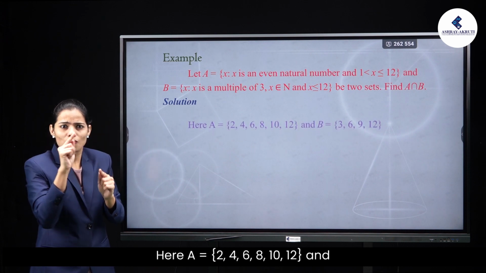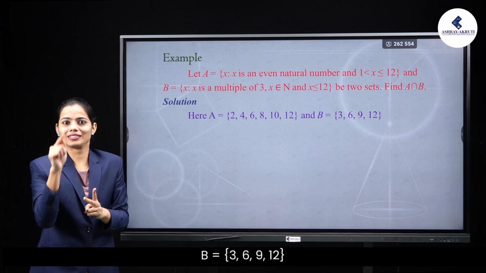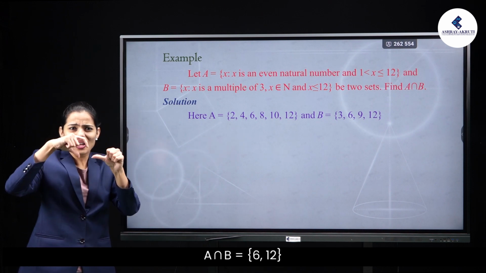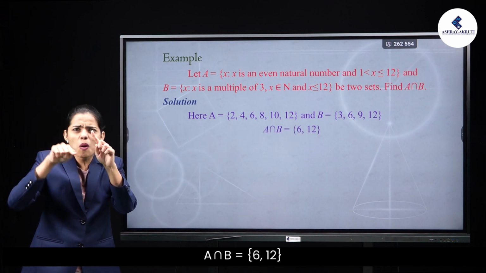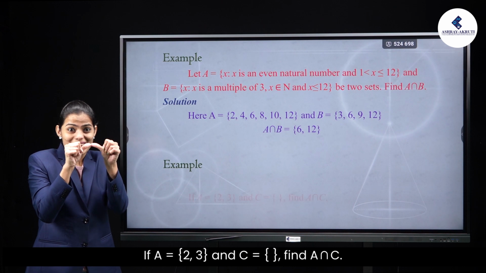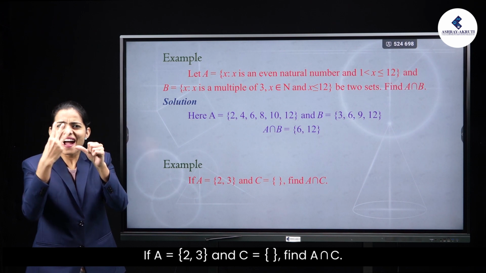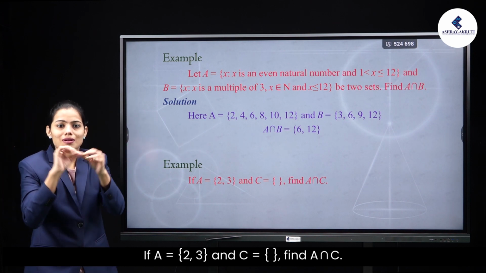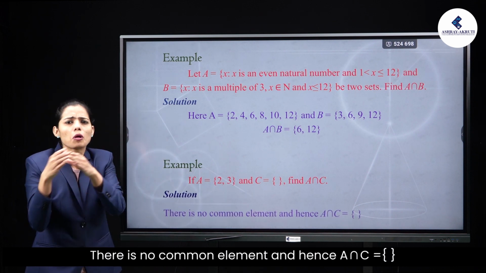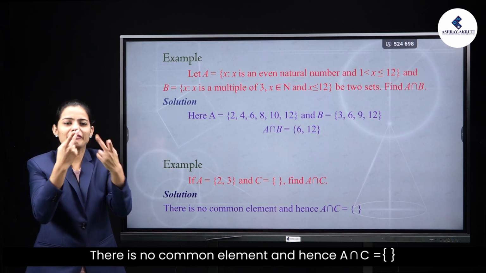Solution: here A = {2, 4, 6, 8, 10, 12} and B = {3, 6, 9, 12}. A ∩ B = {6, 12}. Example: if A = {2, 3} and C = null set, find A ∩ C. Solution: there is no common element, and hence A ∩ C = null set.